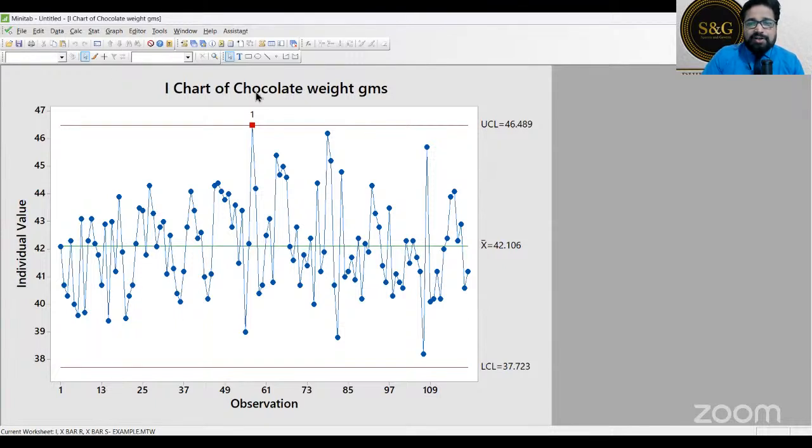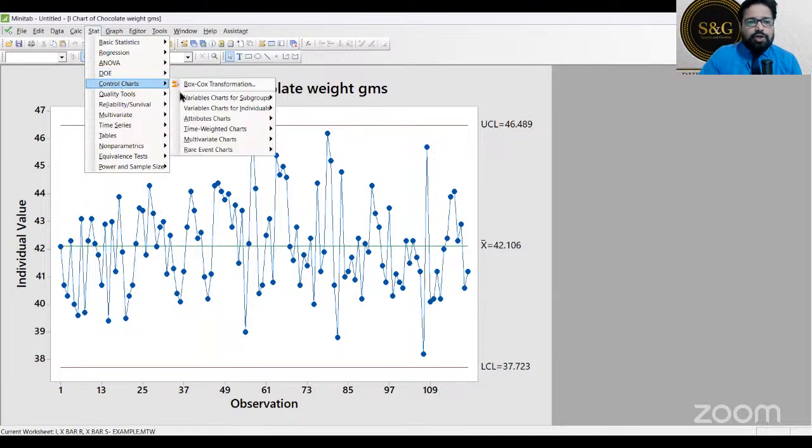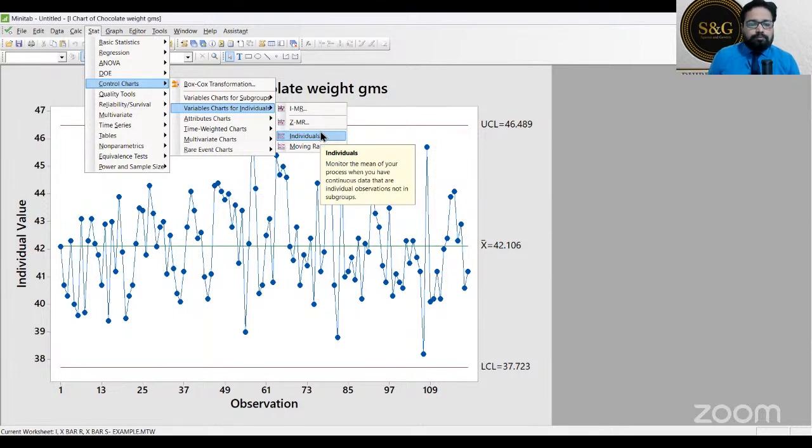This is called the first basic chart. Yeah, sequence is the same. Stat, control chart, variable chart for individual. This is the sequence.